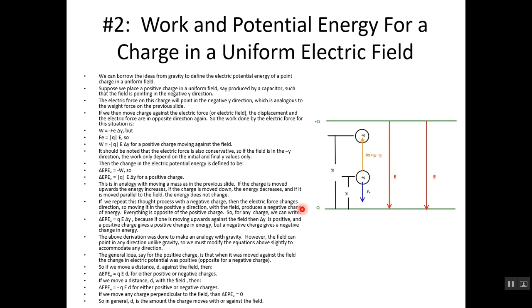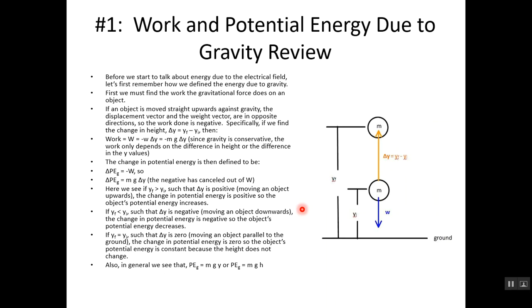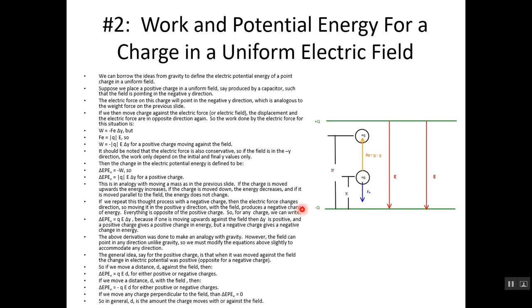Not only that, for weight you only have a mass, and the mass is always positive. In this case, you have a charge, and charges can be positive or negative. So it gets way more complicated. There are all these different permutations of positive and negative charges and electric fields going in different directions. So the gist is this: the change in electric potential energy is plus or minus QEd. So the question is, when is it plus QEd, and when is it minus QEd?